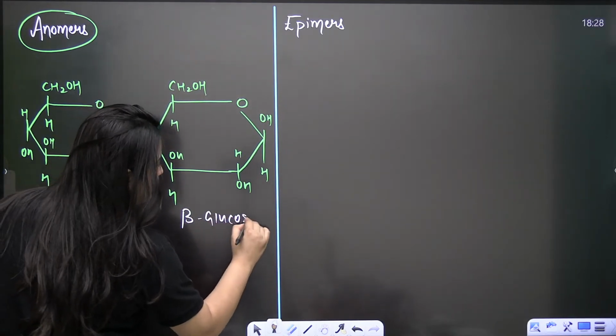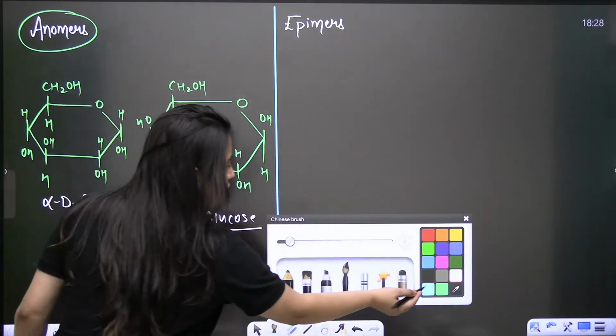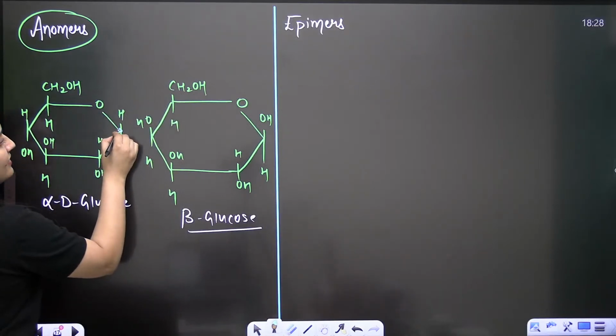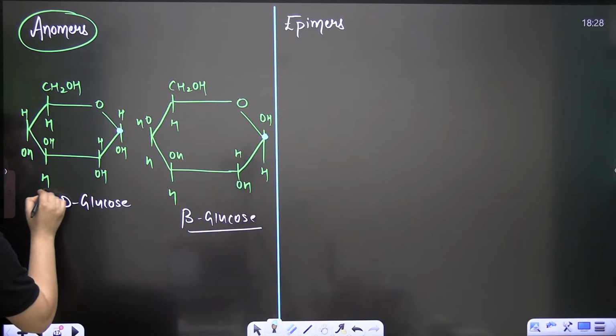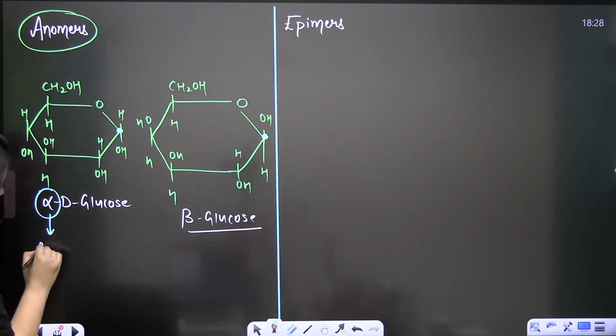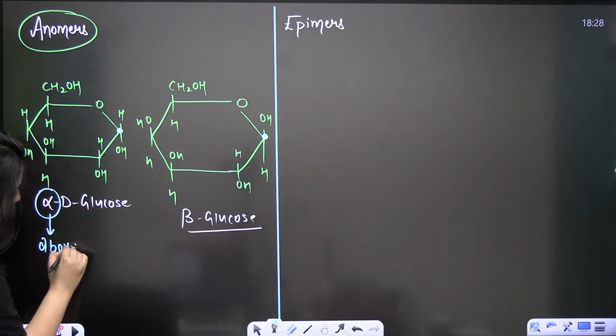Now you must be thinking, ma'am, what is the difference? You guys can see, right? When you look at the carbon number 1, when it is the alpha, this is what you need to remember: alpha means above.